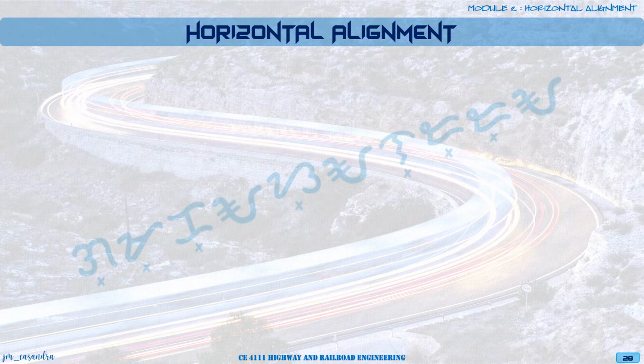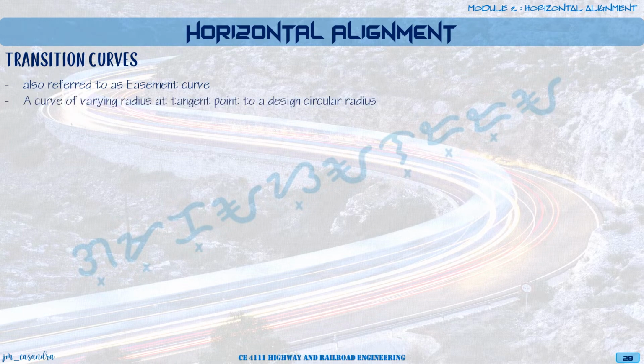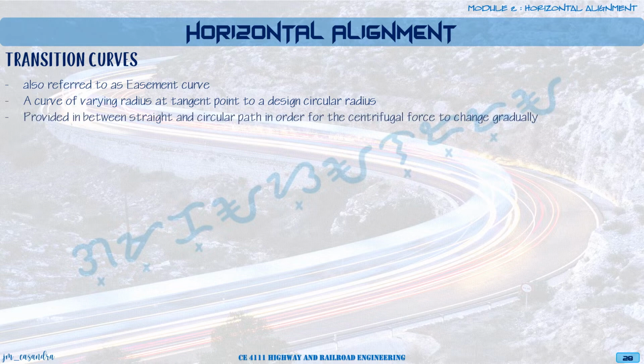So aside from the 3 types of horizontal curves, which are your simple curve, compound curve, and reverse curve, as well as our broken back curves, we also have what we call your transition curves, or also known as easement curve. So these are curves that would have varying radius at the tangent point to a designed circular radius. So they are provided in between straights or tangents and circular paths in order for a gradual change in centrifugal force acting on a vehicle.